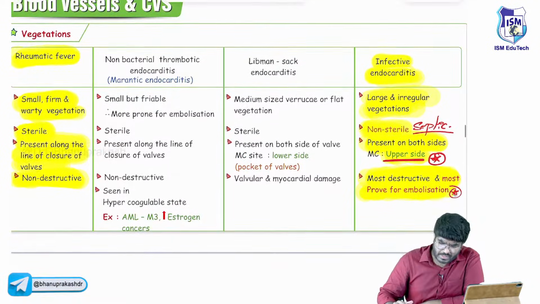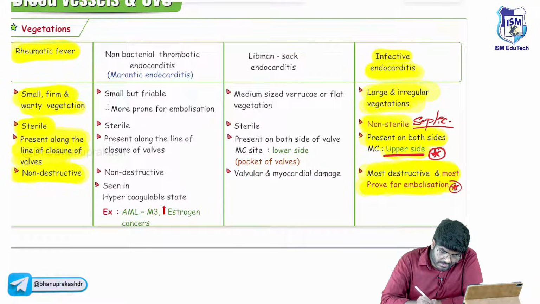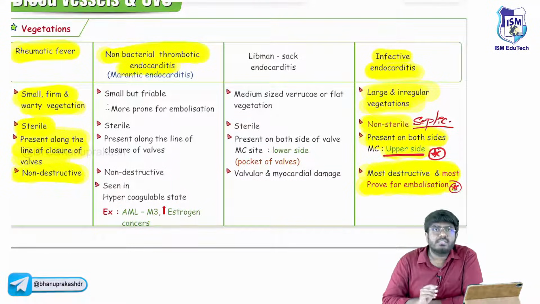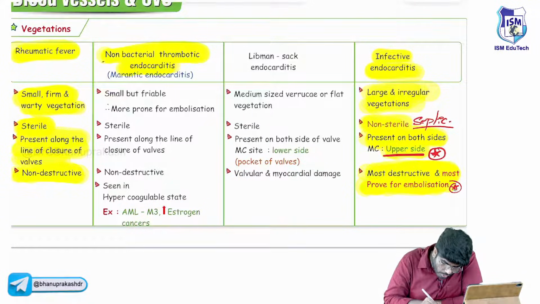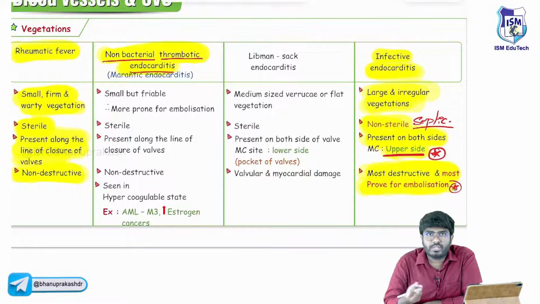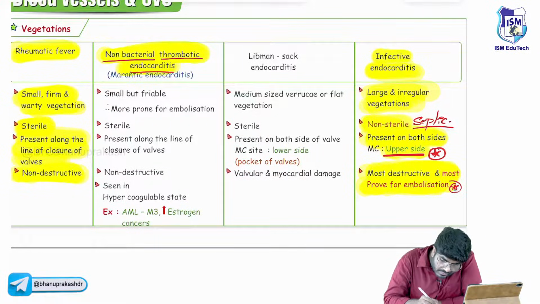Now, after this, two more types of vegetations. Let's discuss NBTE, non-bacterial thrombotic endocarditis. There is no bacteria, but endocarditis is happening. Thrombosis is happening: platelet microthrombi form on the walls. They are forming the vegetations because they are non-bacterial in origin. They are not rheumatic vegetations and not infective endocarditis vegetations. Then in which conditions are these seen?